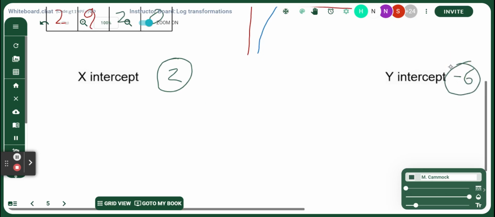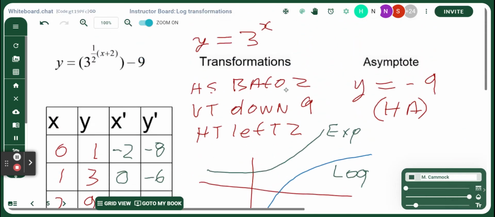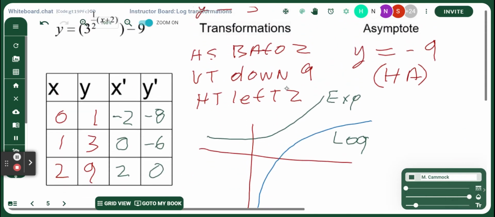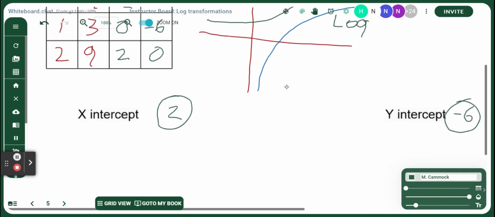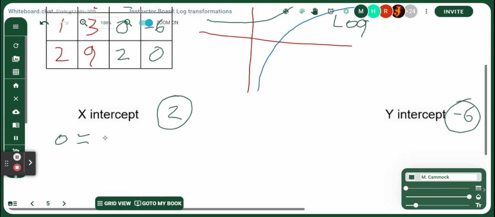But let's see if we can actually work this out. If the table didn't give us that information, could we have worked this out for ourselves? Now, how does one get an x-intercept again? Can anybody help me out with that? How do I get an x-intercept again? Set y to 0. Okay, so we'll do that. So if you just scroll on the page to where I am right now, 0 is equal to, because remember I'm setting y to 0, 3 to the power of a half x plus 2.